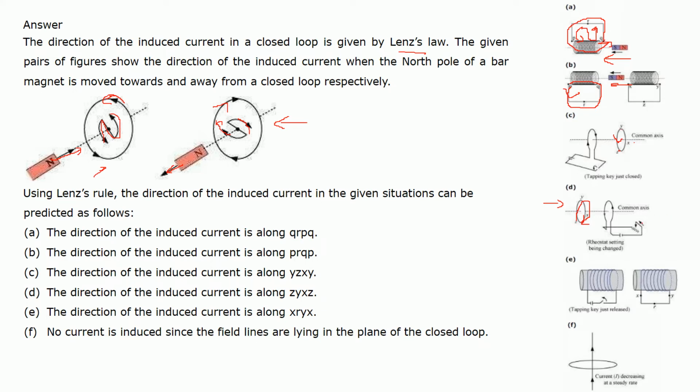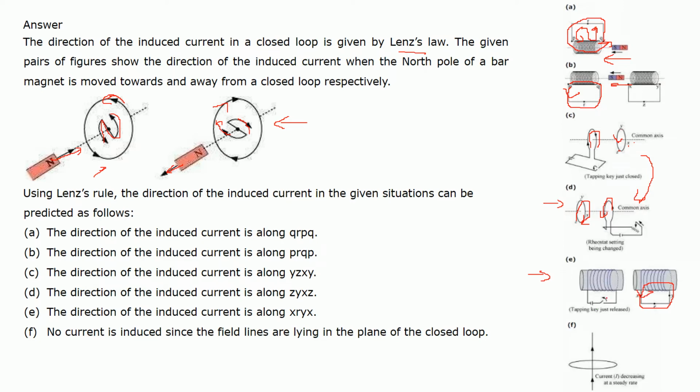Because now, in this case, the current is going like this. Here the current is moving like this. So this will be just the opposite of it. Now this one, E. What will be the direction of induced current? It will be XRYX, like this. This will be the direction of current.